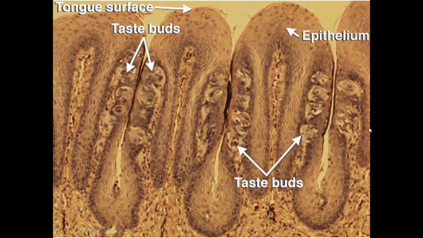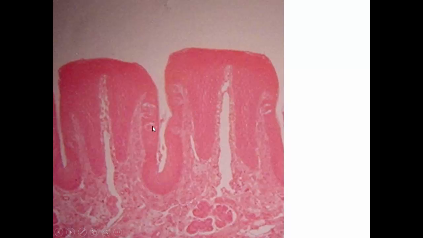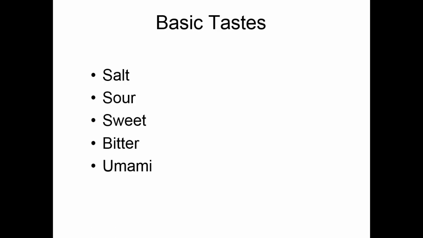Now here you see the surface of the tongue, and the taste buds are these little bud-like shapes that are here on the sides. Here is another view with the taste bud showing here. There are 5 basic tastes: salt, sour, sweet, bitter, and umami.